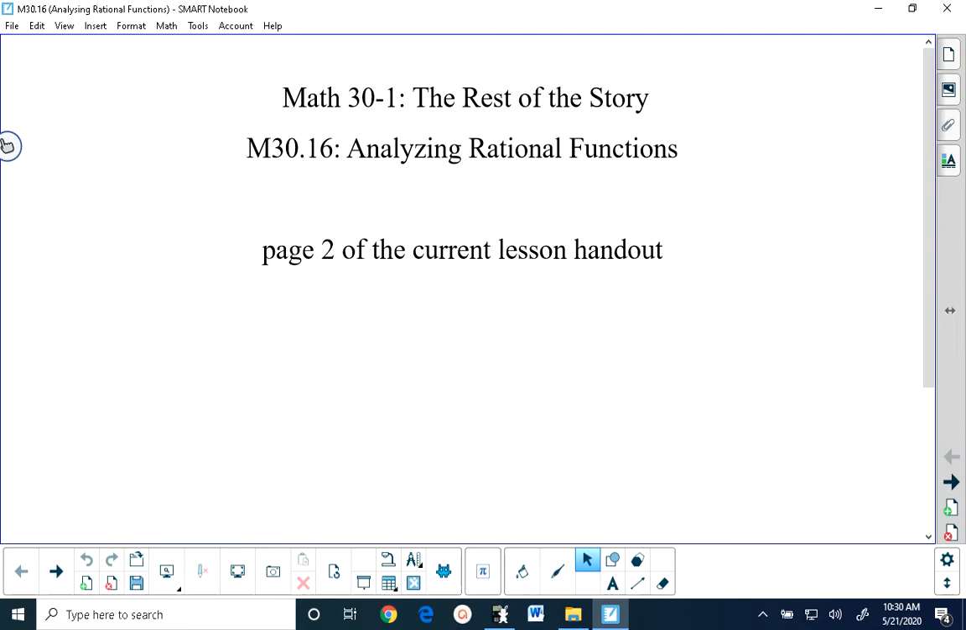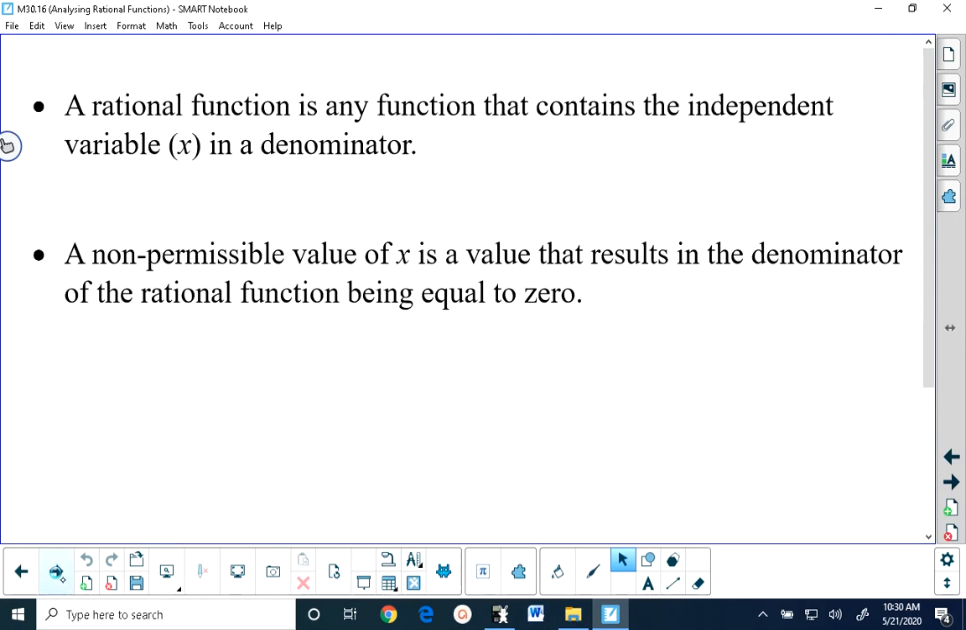Today, what we're moving on to is lesson 30.16, which deals with analyzing rational functions. And this lesson can be found on page 2 of your current lesson handout.